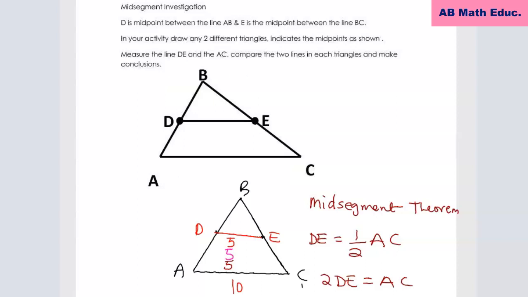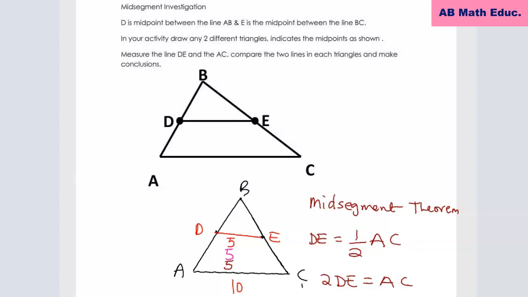Okay, so we also did the mid-segment investigation. So I drew here. D is a midpoint between the line A, B, and E is also the midpoint between the line B, C. So in this activity, they're supposed to draw any two different triangles and then indicate their midpoint as shown here.